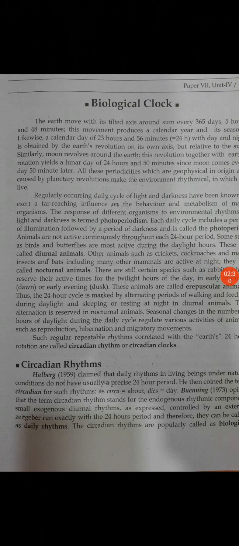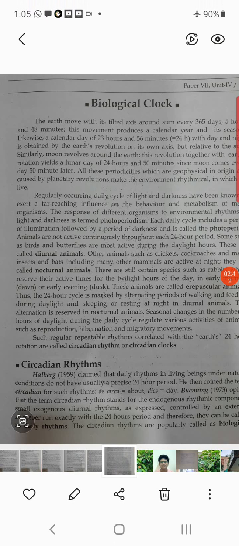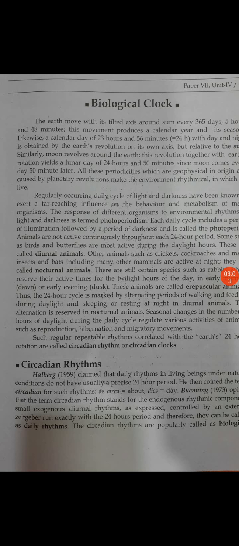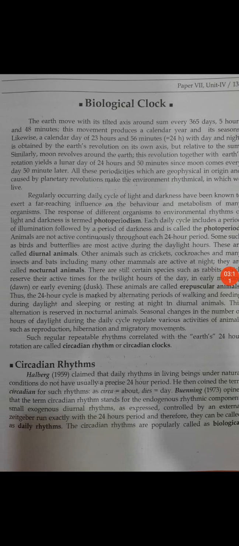Each daily cycle includes a period of illumination followed by a period of darkness, and this is called as photoperiod. And animals are not active continuously throughout each 24 hour period. Some, such as birds and butterflies, are most active during daylight, and these are called diurnal animals, so active in day. While crickets, cockroaches, and many insects and bats, including many other mammals, are active at night. So these are called nocturnal animals. So this is very important.